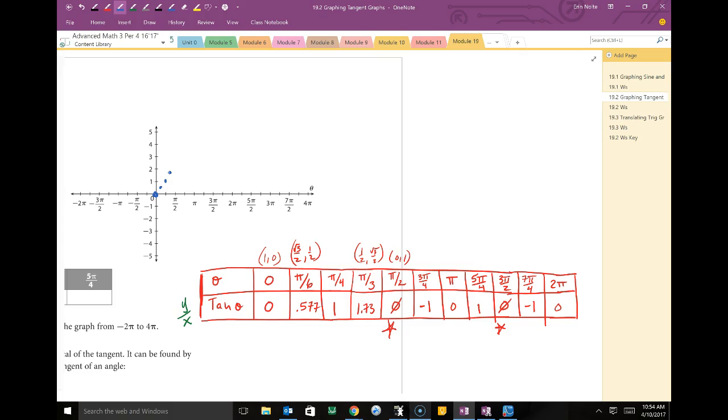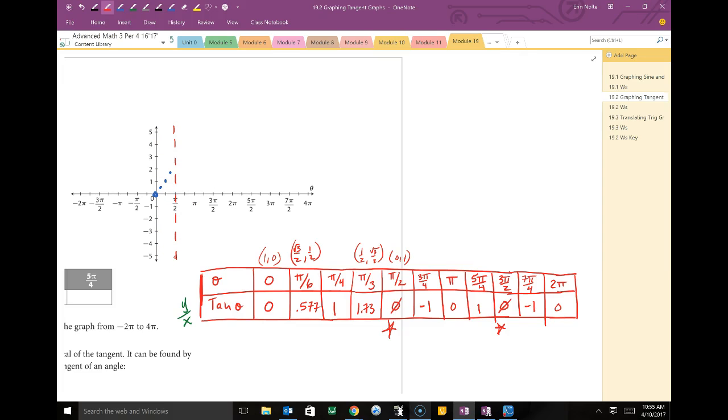What's happening at pi over 2? It's undefined. So what's happening with the graph if we have something that's undefined? There is an existing gap. It's not a hole. It's something we studied when we studied holes and, yes, very good. Vertical asymptotes. Okay, so tangent functions have these vertical asymptotes. So this one has a vertical asymptote at pi over 2. Very important.